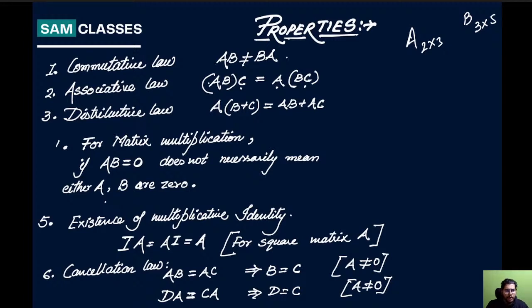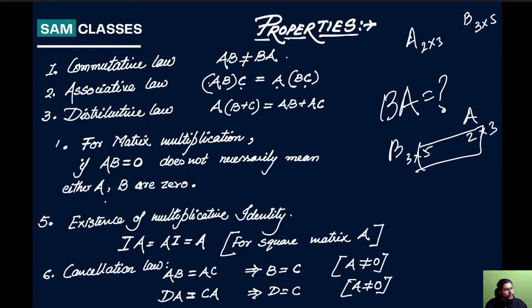Karthik, first answer we got, multiplicable. BA not possible, very good. What if we try for BA? So BA, what will happen? B is 3 cross 5, A is 2 cross 3. These two are not the same, so not possible. Very good students.